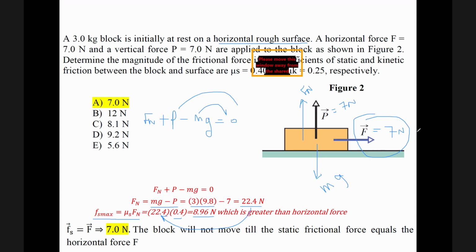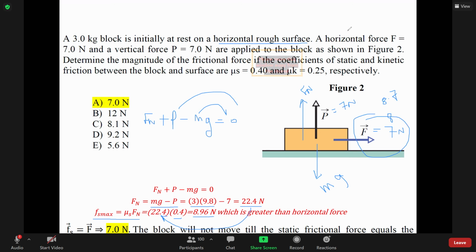What if this force was 8? What should the answer be then? 8. The frictional force will be 8. What if this force was 8.7? What should the answer be? 8.7. But what if this force, and this is a question for you, what if this force was 9?